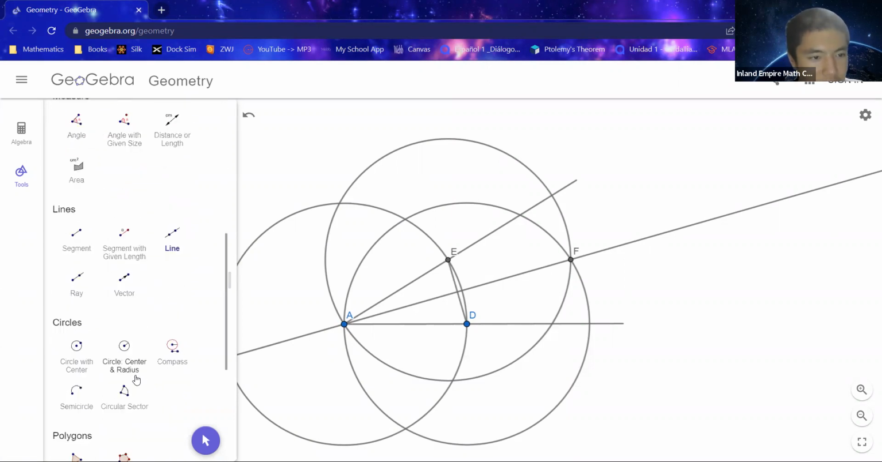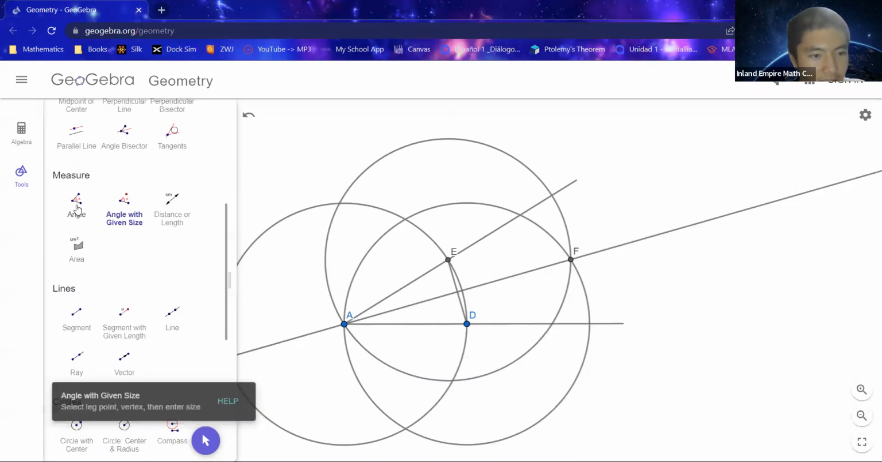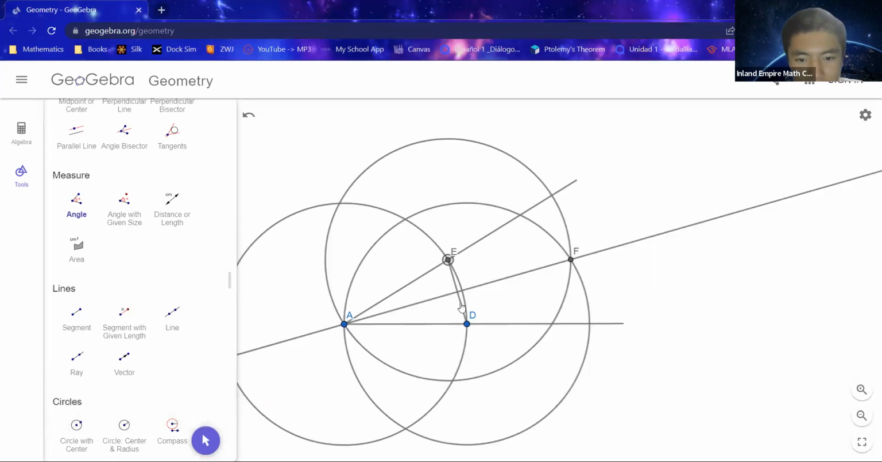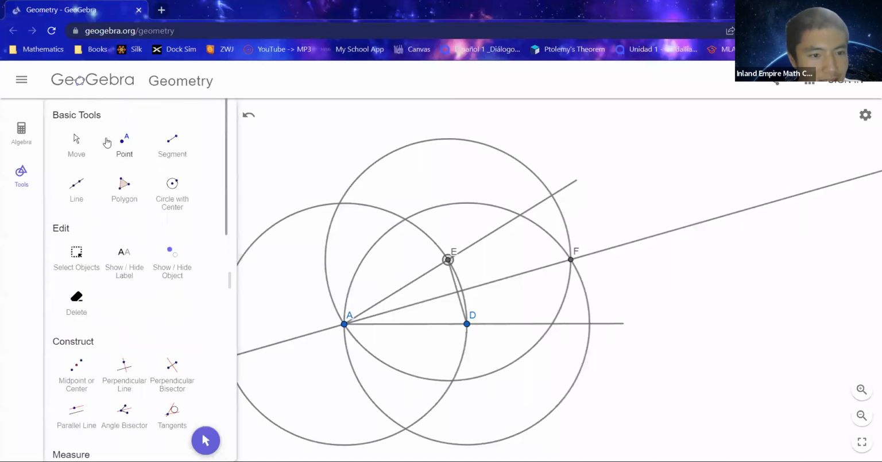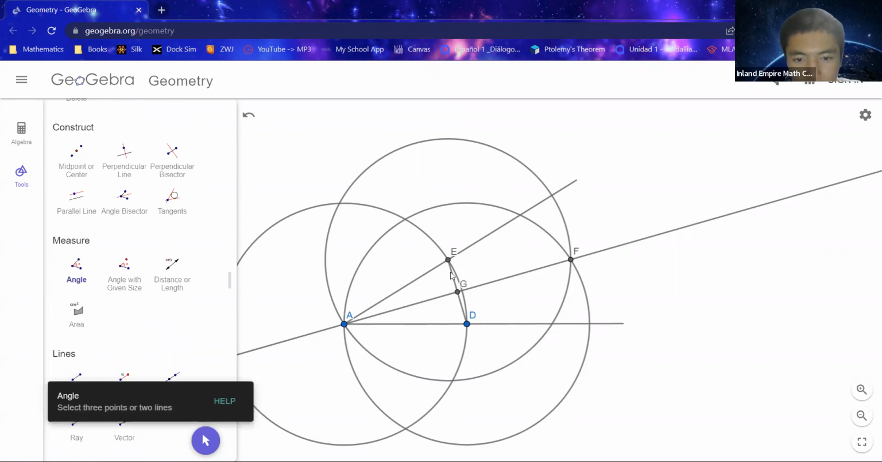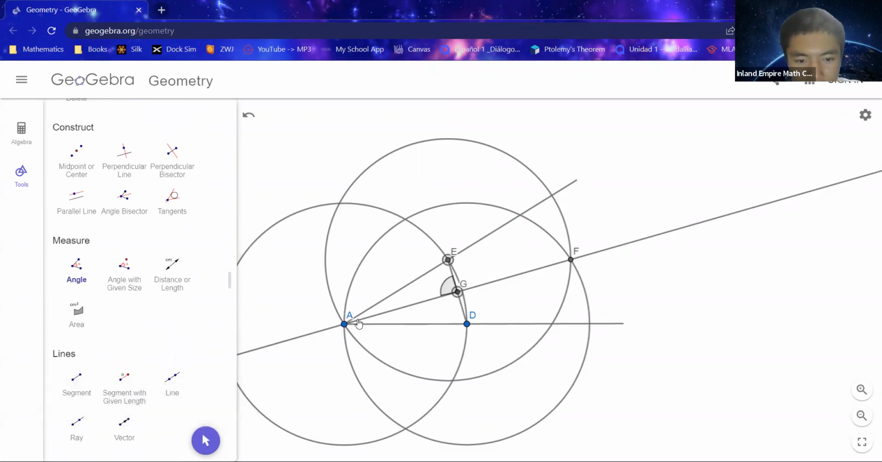And just to prove that, I am going to measure this angle. That's interesting. It doesn't let me point that point there. Just to prove that, I am going to measure this angle. And indeed, it is 90 degrees. So that's how you construct a bisector of a given angle.